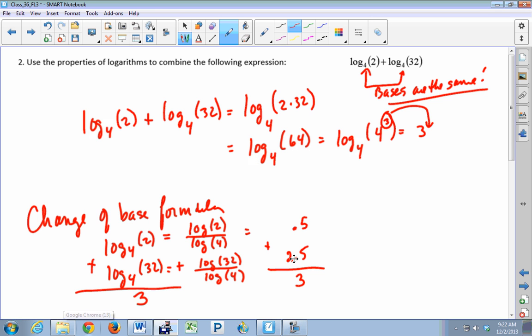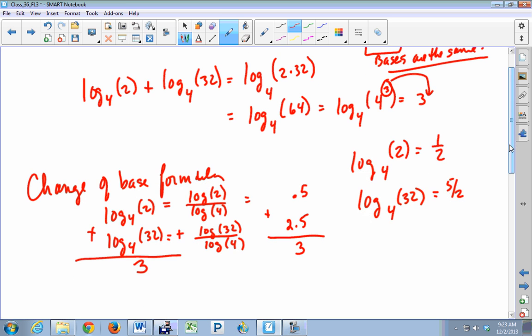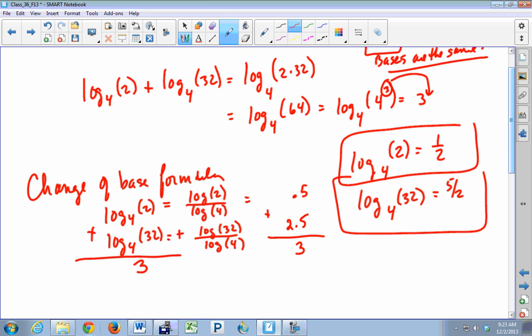So what does this tell you? It says that the log base 4 of 2 is 1/2. And the log base 4 of 32 is 2.5 or 5/2. Okay, that's what it's telling you, that the log base 4 of 2 is 1/2 and log base 4 of 32 is 5/2. And you should be able to check this by using your exponential.